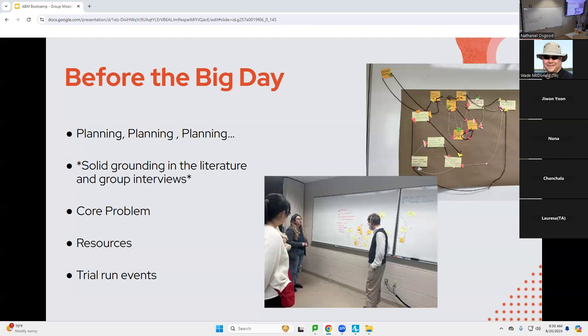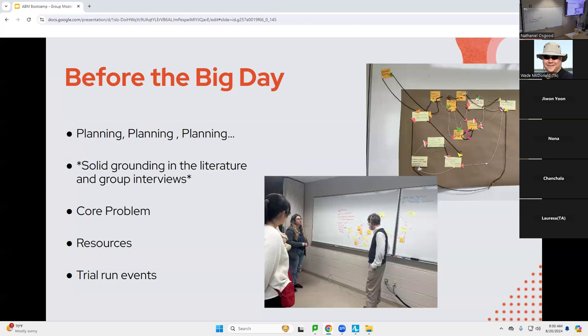The two bottom points, resources and trial run events, are very much from a logistics perspective. We've run these events before, but there's always an element of going into a new setting. We went to the UBC campus and we didn't know what resources were going to be available to us. We know what we usually use: we have lovely giant whiteboards that live in all of our rooms, and dry erase markers, and all the things that are very easily accessible and work really well to communicate ideas effectively to a group of people.